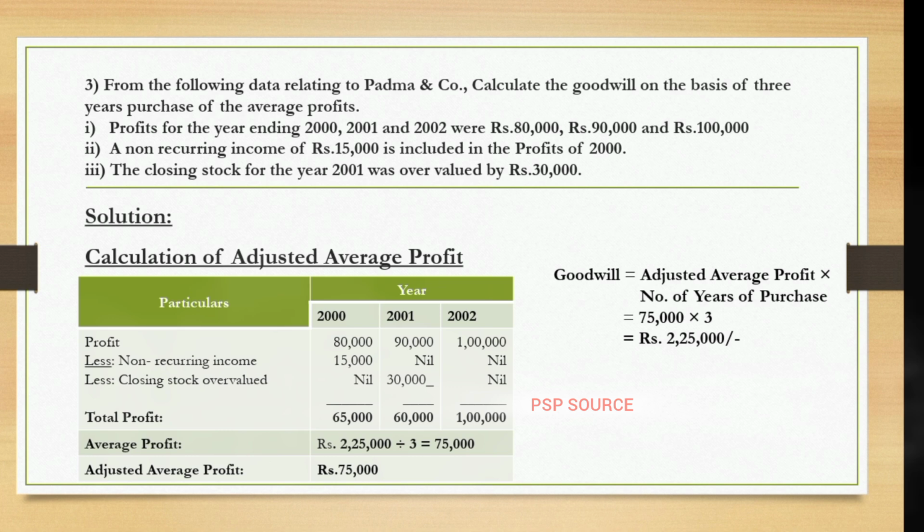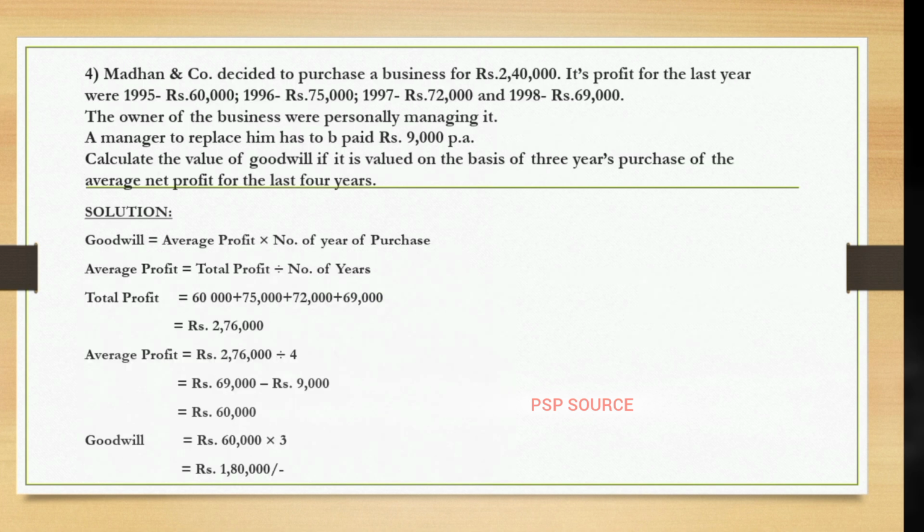So here there are no future maintenance expenses like remuneration or insurance premium, so we can directly enter it as adjusted average profit of average profit. So now we have the adjusted average profit and the number of years purchase. If you multiply 75,000 into 3, you will get 2,25,000 of goodwill. Right? Now let's move to work out another problem.